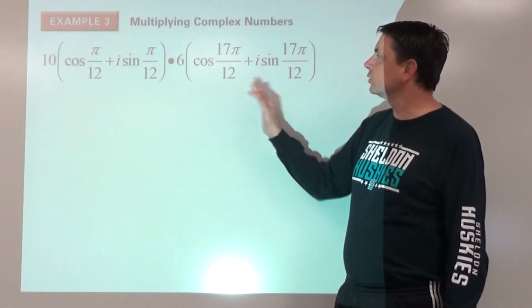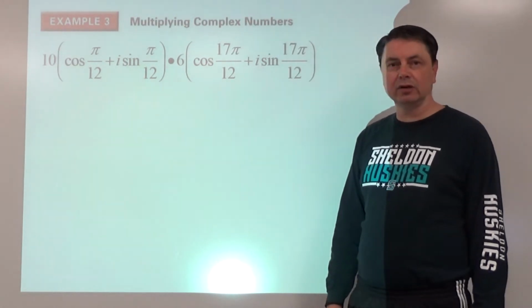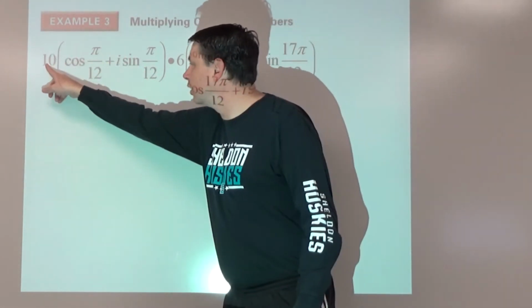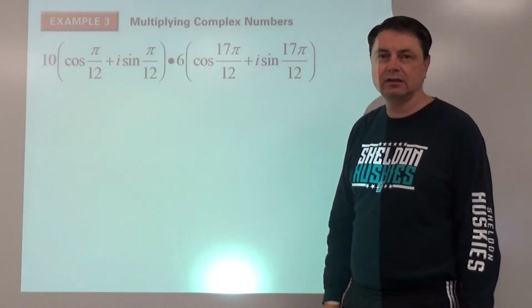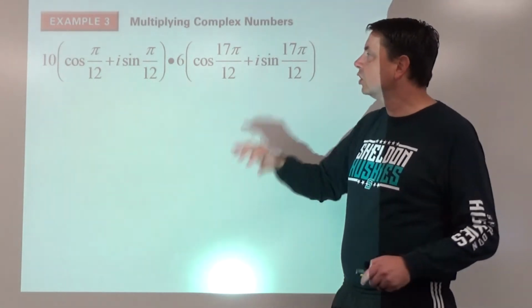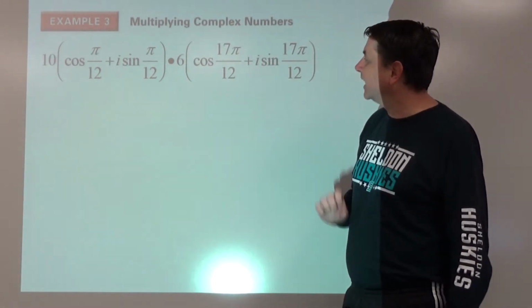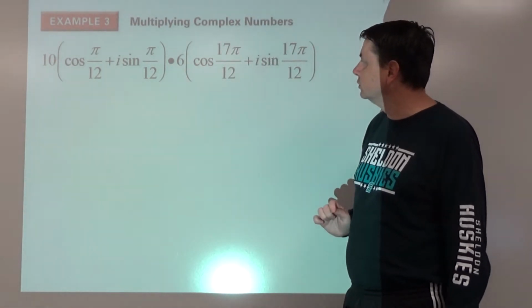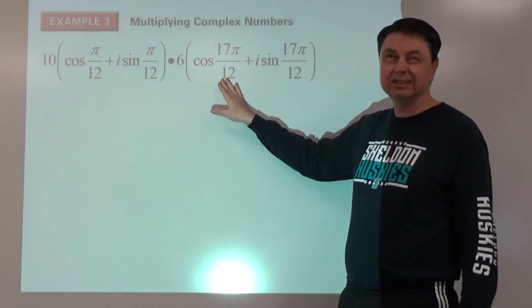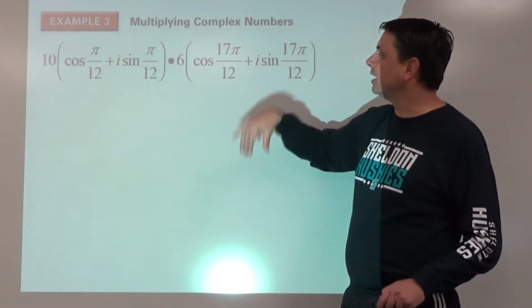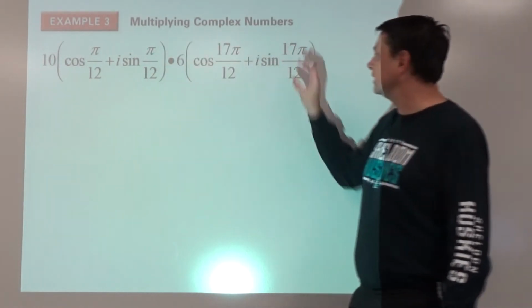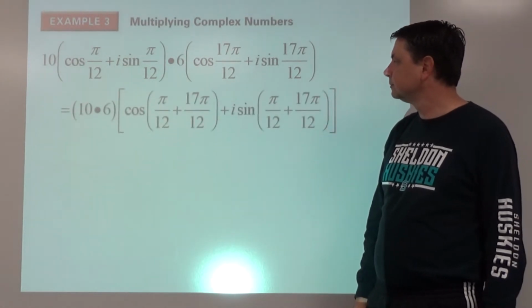So these are both in trig form. Go ahead and multiply these together. Remember, we would multiply the two r values, 10 times 6, times cosine of, add the two angles. So we're talking about 18 pi over 12. I think we could reduce that. Plus i sine, and again, add the angles, same angle.